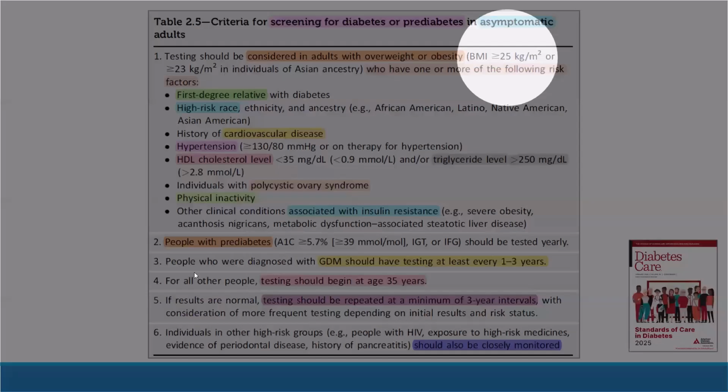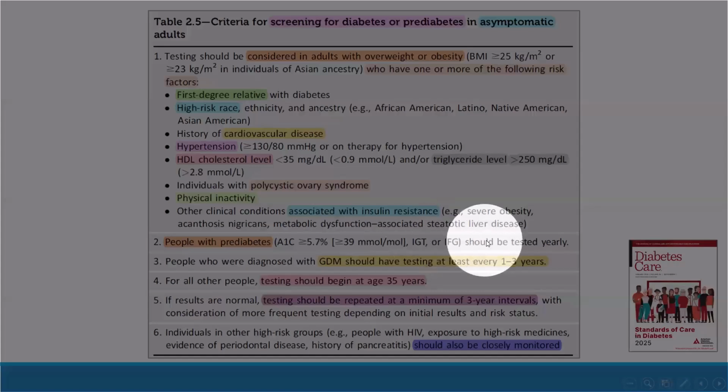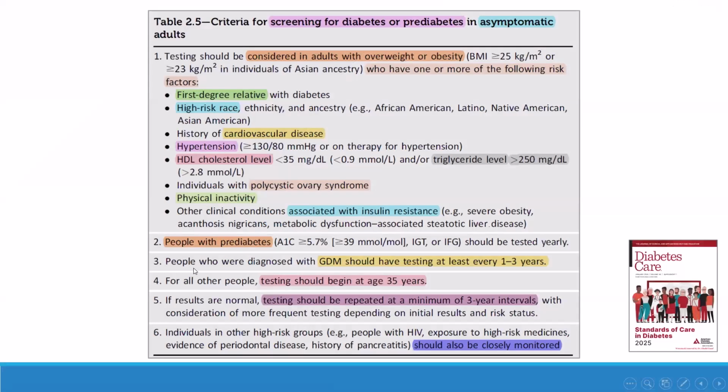And of course, if we have pre-diabetes mellitus by hemoglobin A1C or fasting glucose or impaired glucose tolerance test, we are required to test annually. This is important. People who were diagnosed with GDM should be screened at least every 1 to 3 years. This is a very important hint.